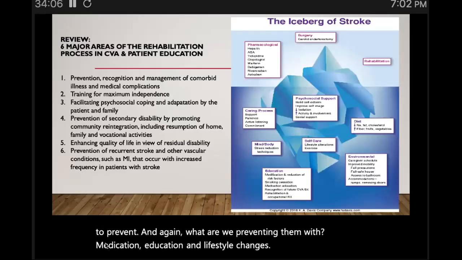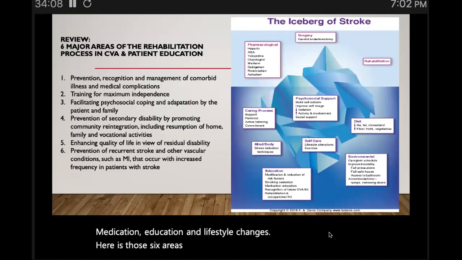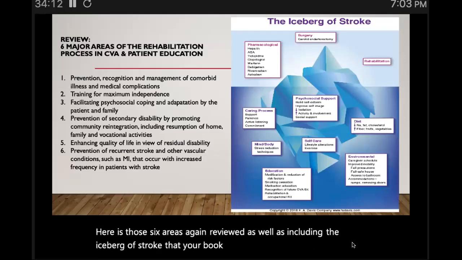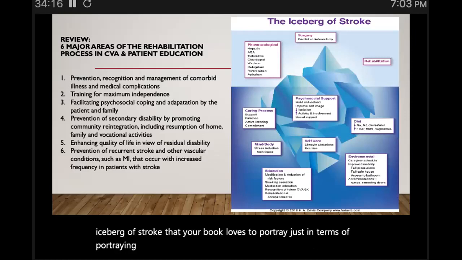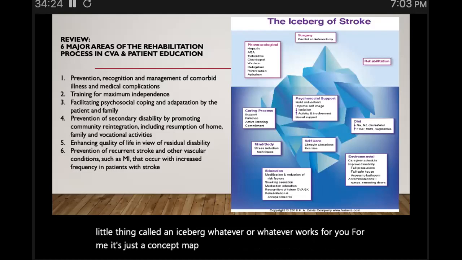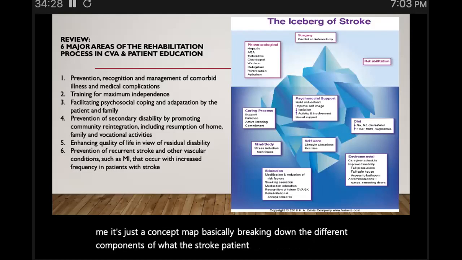So here are those 6 areas again, reviewed, as well as including the iceberg of stroke that your book loves to portray, just in terms of portraying all the different components. They like to use this little thing called an iceberg, whatever works for you. For me, it's just a concept map, basically breaking down the different components of what the stroke patient will need in terms of holistic care.